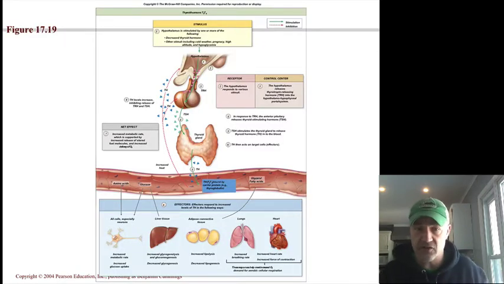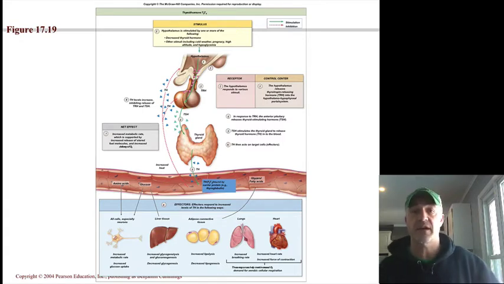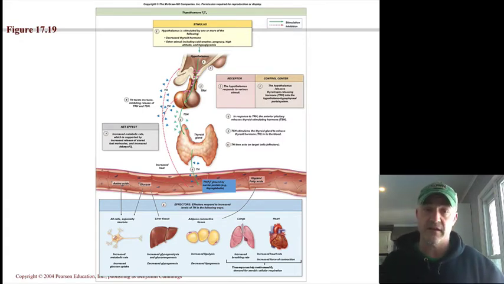And this is showing you an overall view of what we've already talked about here, about how the hypothalamus releasing thyrotropin releasing hormone acts on the pituitary to release thyroid stimulating hormone, which acts on the thyroid gland to make T3 and T4, which has its effects on target cells, as well as feeding back up to the hypothalamus to inhibit the release of thyrotropin releasing hormone and therefore TSH from the anterior pituitary.